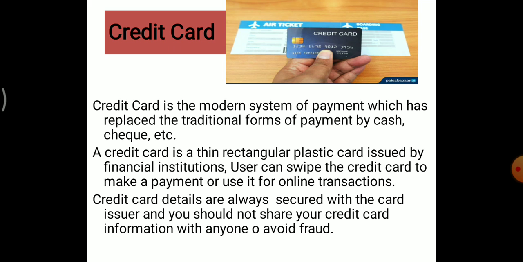And also, credit card details should always be secured with the card issuer, and you should not share your credit card information with anyone, to avoid frauds.